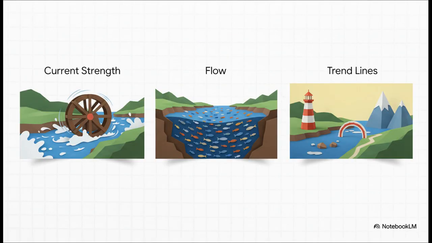So what kind of first mates are we talking about here? Well, you could use another indicator like the Relative Strength Index, or RSI, to check if the current is actually as strong as it looks. You could look at trading volume to see how much water is actually flowing in the river. Or you could just draw simple trend lines on your chart to spot other landmarks. When you combine these tools, your navigation gets a whole lot safer.